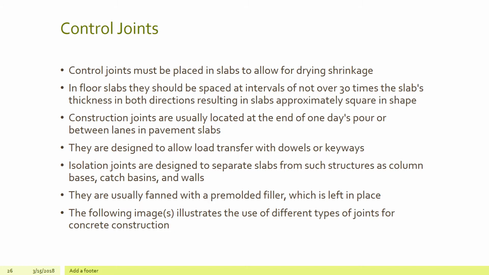Construction joints are usually located at the end of one day's pour or between lanes in pavement slabs. They are designed to allow load transfer with dowels or keyways. Isolation joints are designed to separate the slabs from structures such as column bases, catch basins, and walls. They're usually formed with a pre-molded filler, which is left in place. The following images, again, you'll see in the PowerPoint presentations, kind of show us these joints or joint construction.